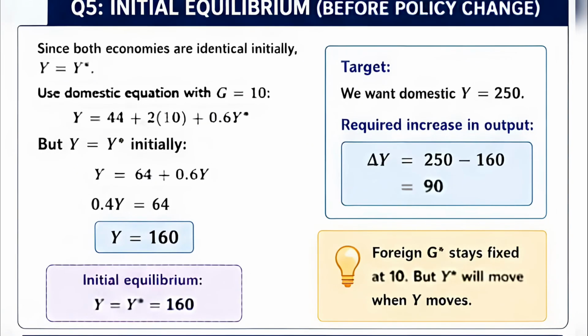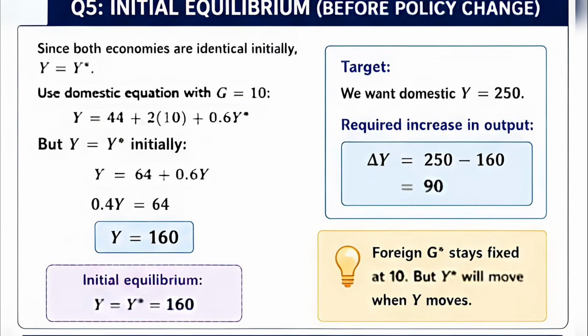First, find the starting point. Before any policy change, both economies are identical, so Y equals Y star. Plug G equals 10 into our equation. Y equals 44 plus 20 plus 0.6 times Y. Solve. 0.4 Y equals 64, so Y equals 160. That's where both countries start. The domestic government wants Y at 250. That's a required increase of 90 in output.